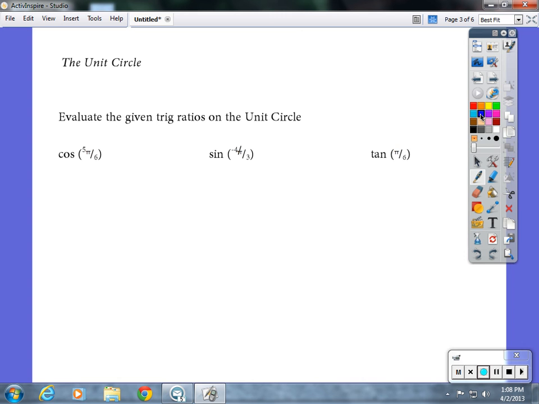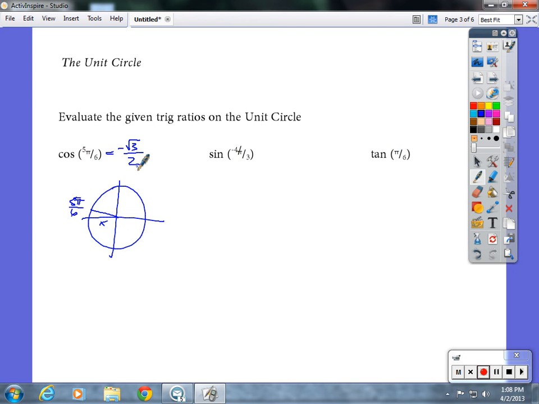So cosine of 5 pi over 6. First you ask yourself, where is 5 pi over 6? And you have it memorized. It's right here. The cosine value there would be the x value at that coordinate, and that would be negative root 3 over 2.